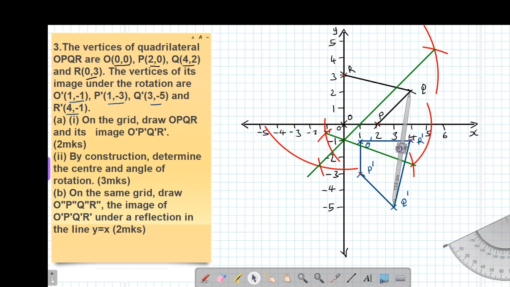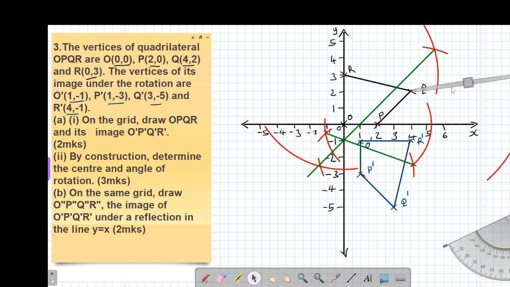So I'm simply going to stretch it from point Q. I stretch my compass until it gets to Q prime this way. Then of course I'm going to make an arc on both sides of this particular line. So let me pick the compass. So this is my compass. So I need to make an arc on this side. Let me draw the arc. So this will be my arc.